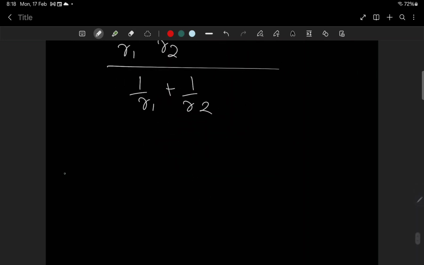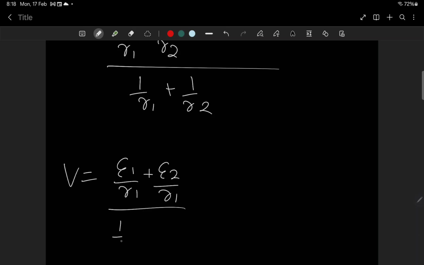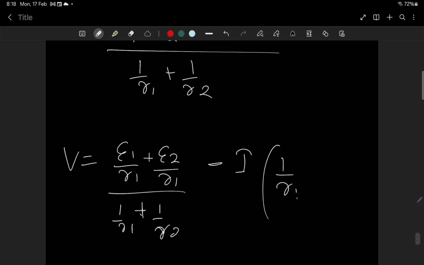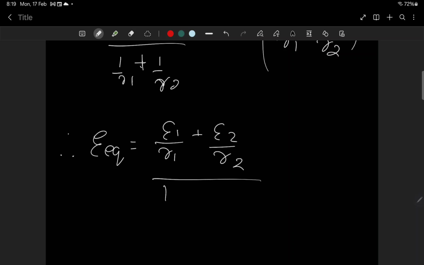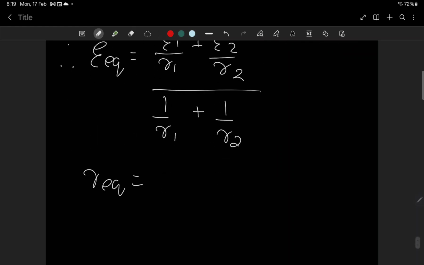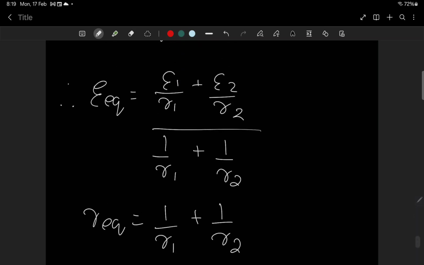So from here we get V equal to E1 by R1 plus E2 by R2 by 1 by R1 plus 1 by R2, minus I into 1 by R1 plus 1 by R2. Therefore, from this equation E equivalent is equal to E1 by R1 plus E2 by R2 by 1 by R1 plus 1 by R2, and 1 by R equivalent is equal to 1 by R1 plus 1 by R2. Got it? Yes. So this is the equation.